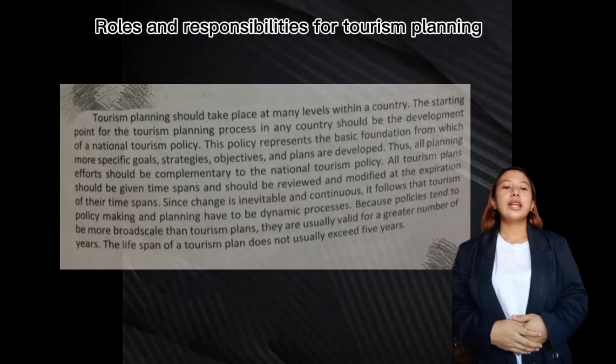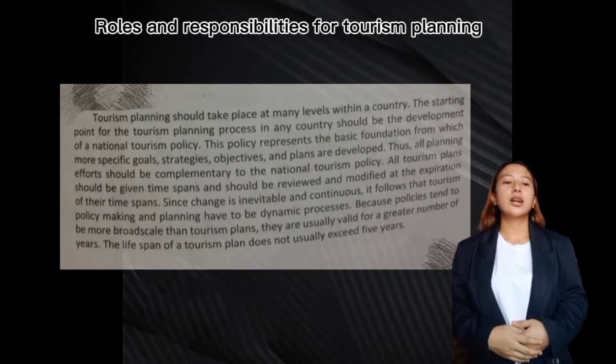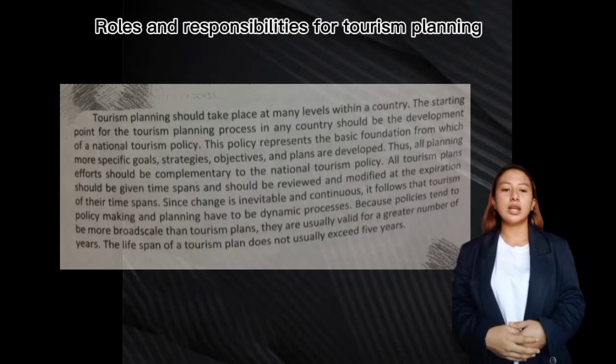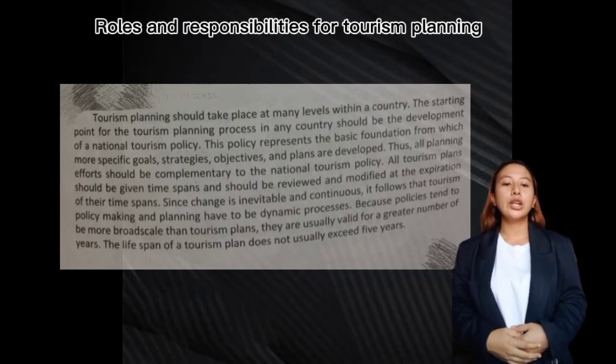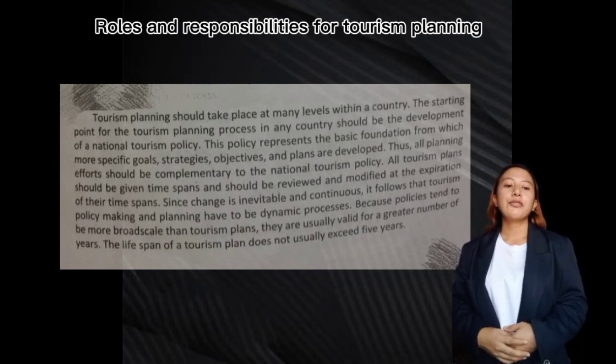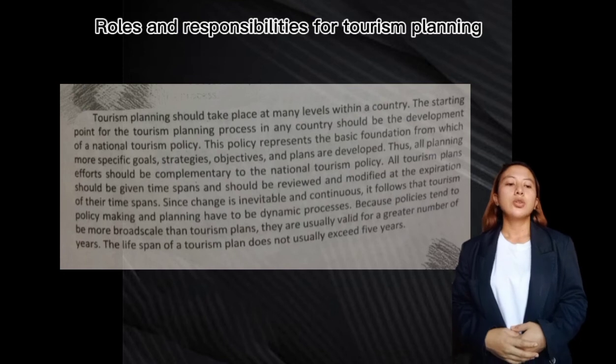Tourism planning should take place at many levels within the country. The starting point for the tourism planning process in any country should be the development of a national tourism policy. This policy represents the basic foundation from which more specific goals, strategies, objectives, and plans are developed. Thus, all planning efforts should be complementary to the national tourism policy.